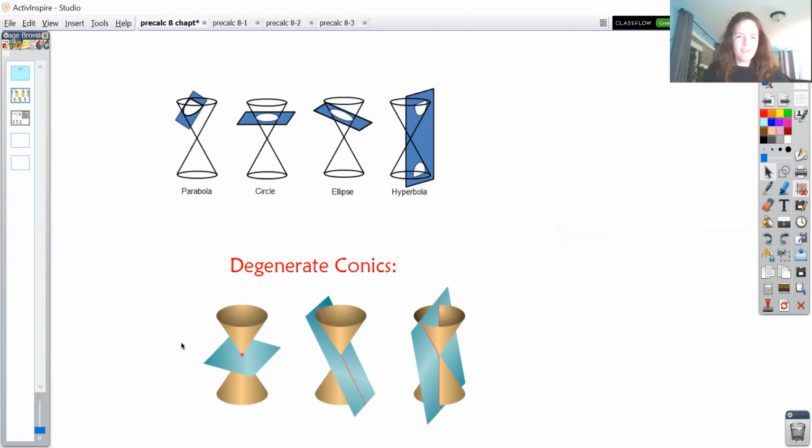So that's all I have for you. If you would watch the two quick videos, one is slicing some clay so that you can see this, and then the other is some real world uses of conics. And then after that, you're done.